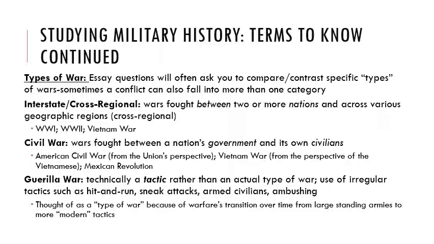And then finally, the one that IB likes to determine is guerrilla war. It's technically a tactic, but it's the use of irregular tactics such as hit and run, sneak attacks, armed civilians, and ambushing people. Those are all examples of what's called guerrilla tactics, but sometimes they like to refer to that as a type of war, even though in my opinion that technically isn't accurate. But it's something you can apply to various examples. It's usually thought of as a type of war because of warfare's transition over time from having very large standing armies all fighting in unison to more modern tactics where you don't need large standing armies to be able to conduct warfare. So that's the significance of using the term guerrilla war.